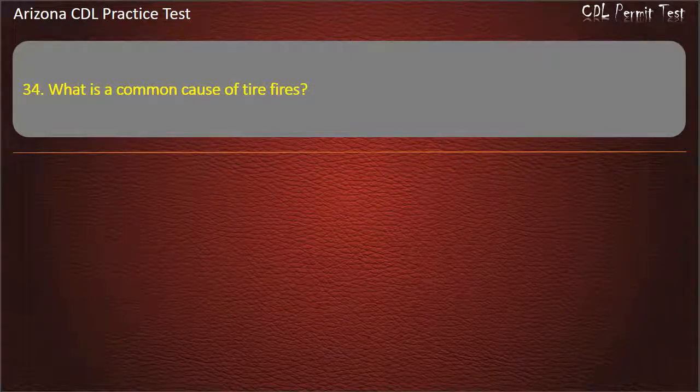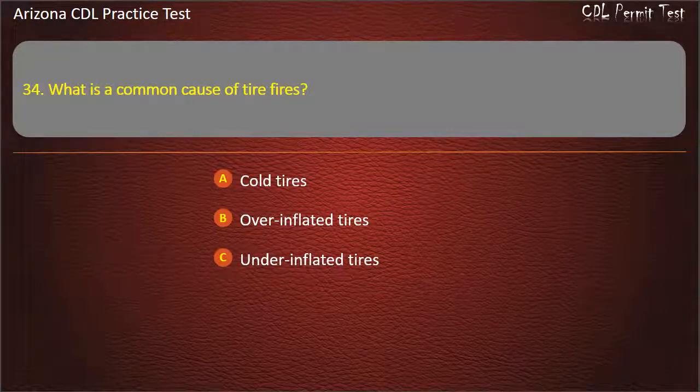Question 34. What is a common cause of tire fires? Cold tires. Overinflated tires. Underinflated tires. All of the above. Answer. Underinflated tires.